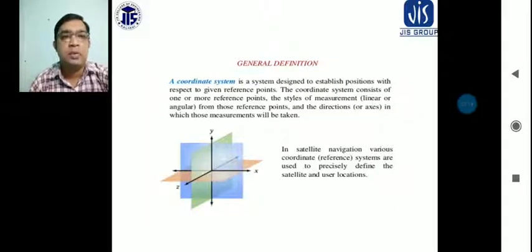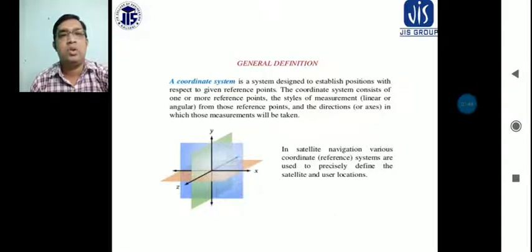In satellite navigation, various coordinate reference systems are used to precisely define the satellite and user locations. According to the different points, you have to consider three coordinates, the x, y and z values, and according to these three, your points will depend on the different places.